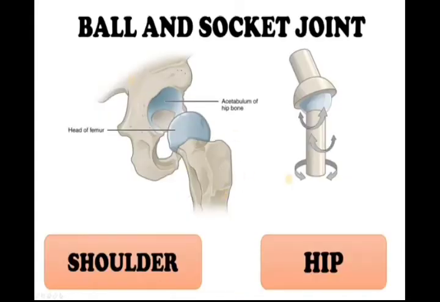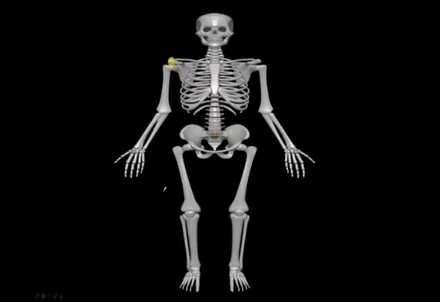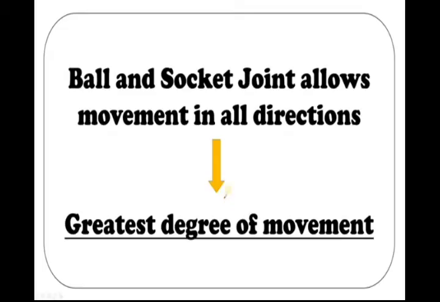Look here. The shoulder bone is an example of a ball and socket joint, and the hip bone also. This is the shoulder bone. This is the hip bone. You can see these two are ball and socket joints. Here you can see a ball and socket joint at the shoulder, and this also you can see at the hip. Hip bone means the upper thigh bone and hip. In between you can see the ball and socket joint.